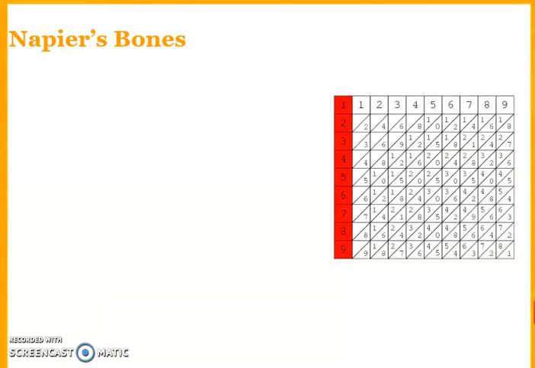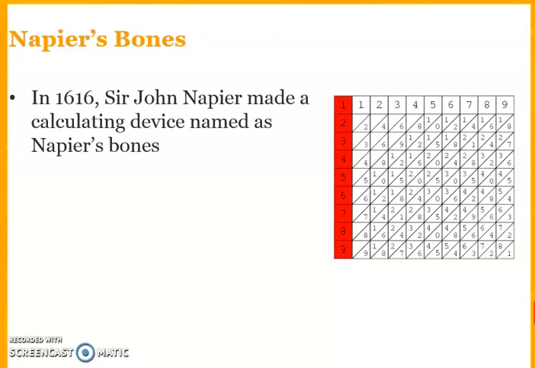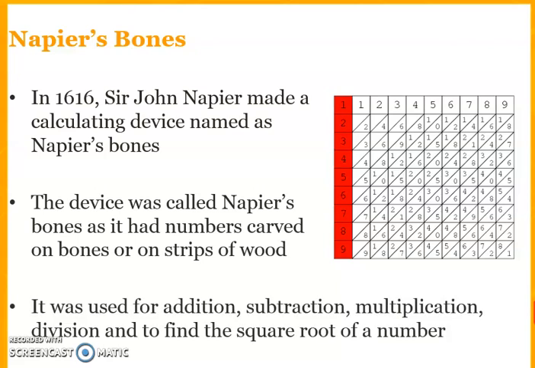After that, it's Napier's bones, or boards. Sir John Napier, in 1616, made a calculating device known as Napier's board. This device is called Napier's board after his name. It has some numbers carved on a wooden frame. It is also used for subtraction, addition, and simple calculation, but with this we can also find the square root of a number.